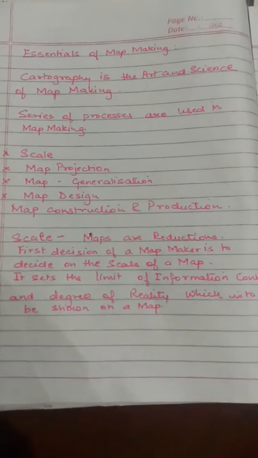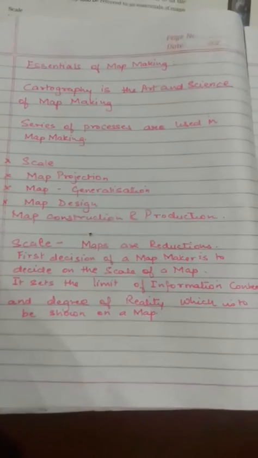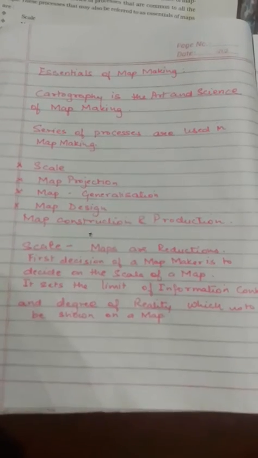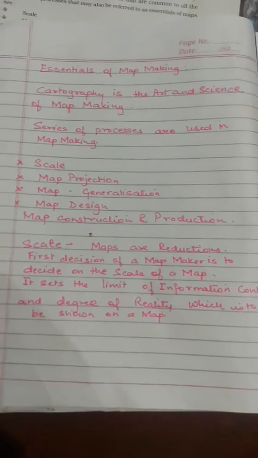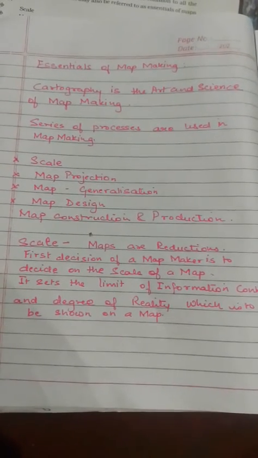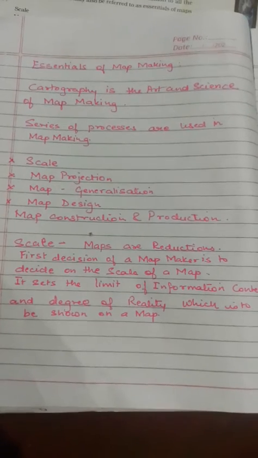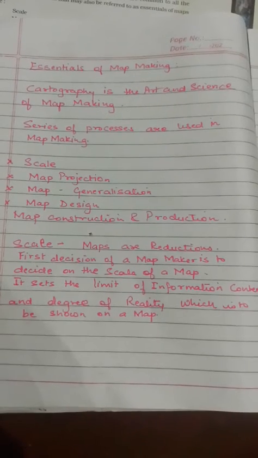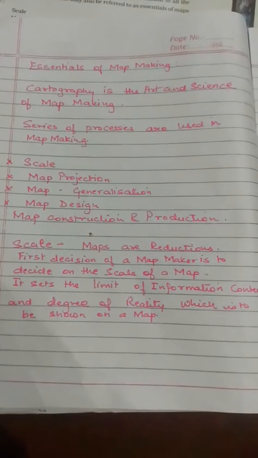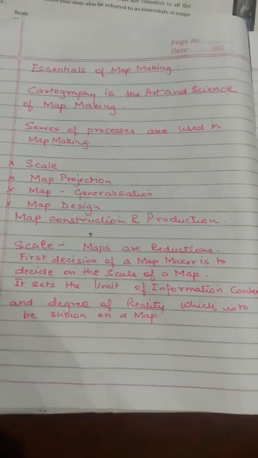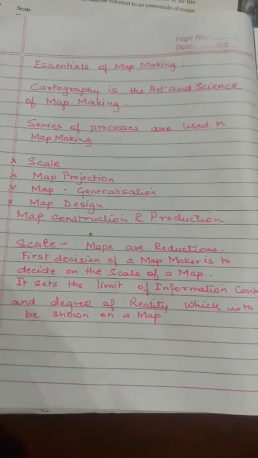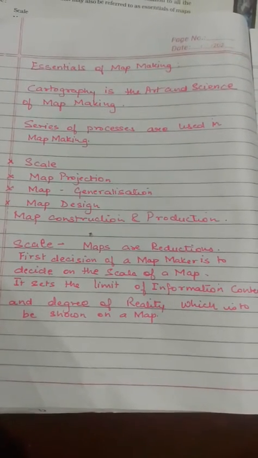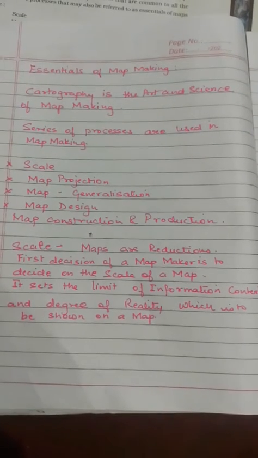So here we have the essentials of map making, that is what are the steps that is to be taken by a cartographer to prepare a map. So cartography is the art and science of making a map, and the person who makes the map is called a cartographer. So when a cartographer is preparing a map, he has to take some essential processes to prepare the map. So the series of processes is scaling, map projection, map generalization, map design, map construction and production.